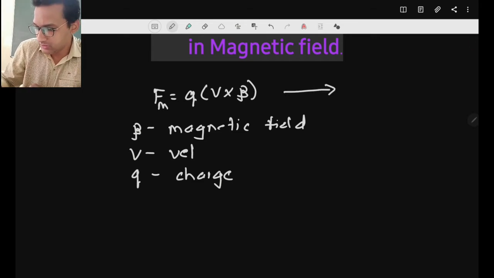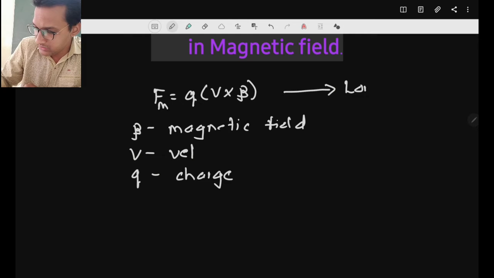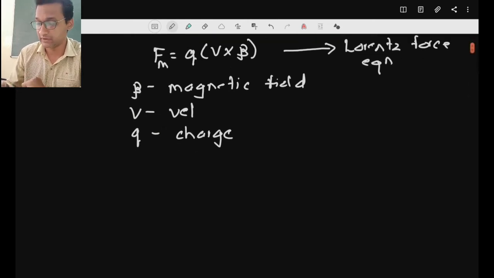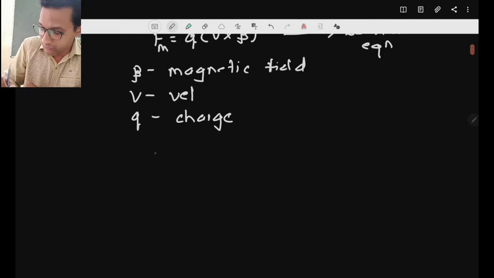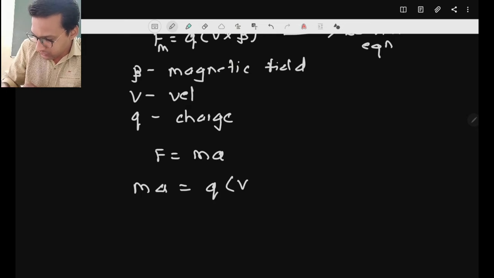And this equation that tells us about the force, magnetic force, that is going to act on a charged particle in uniform magnetic field is called as Lorentz force equation. Now, as you can see, it is a cross product between velocity and the magnetic field. And we know that the force is also equal to mass into acceleration. So, mass into acceleration will be equal to Q into V cross B.